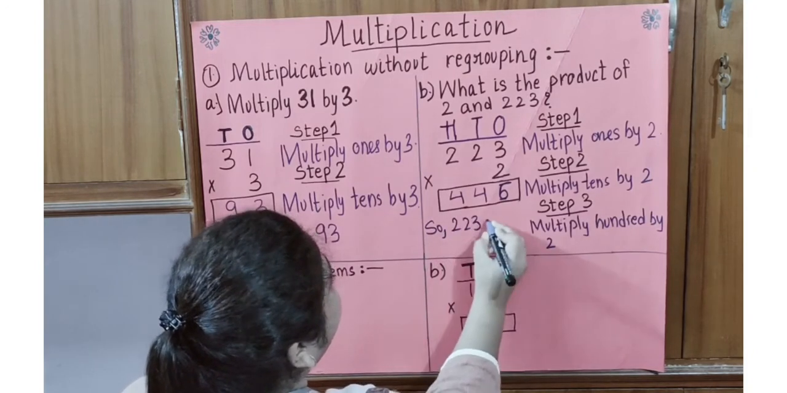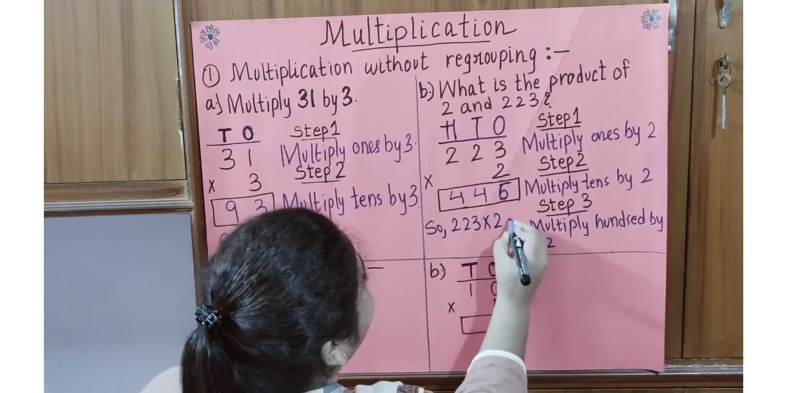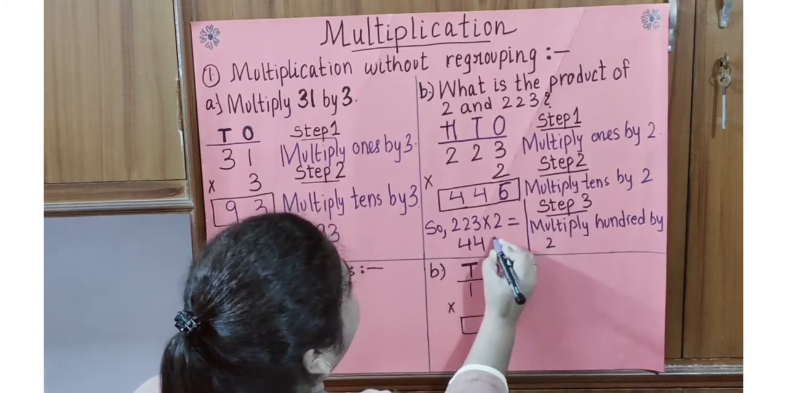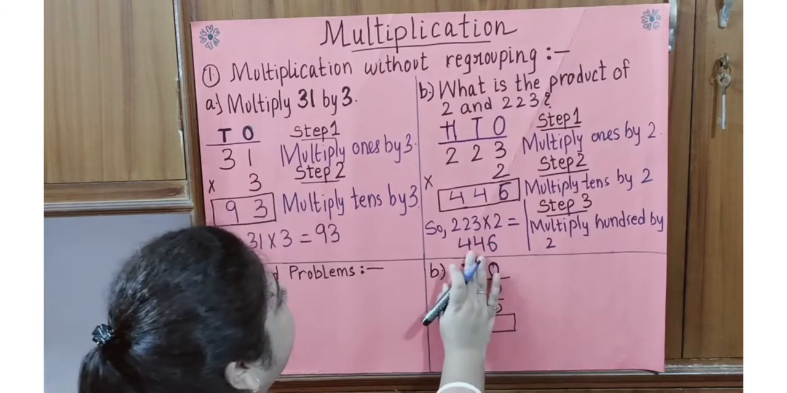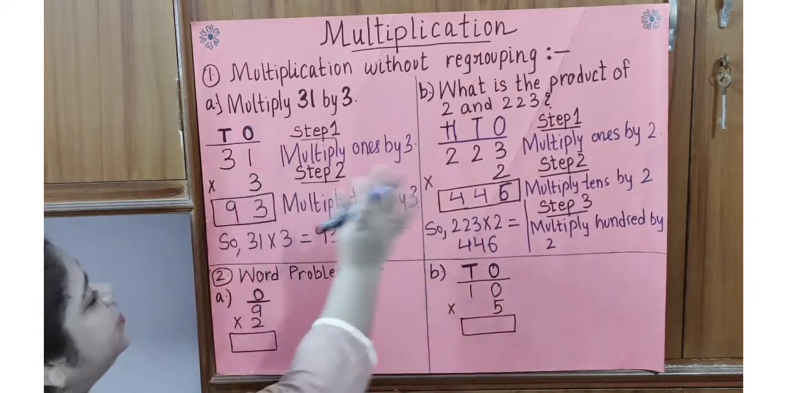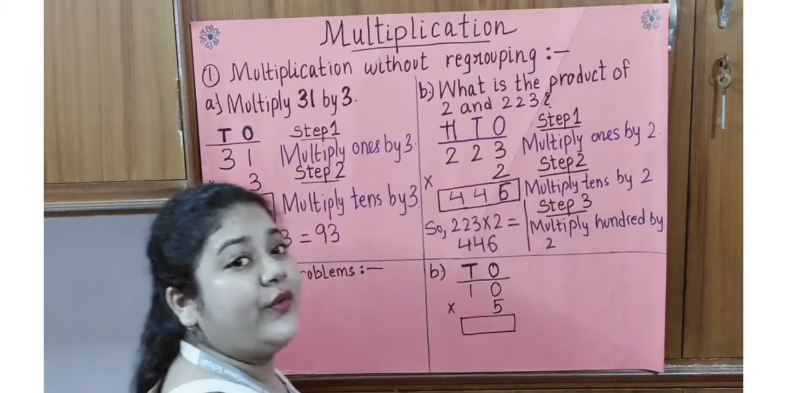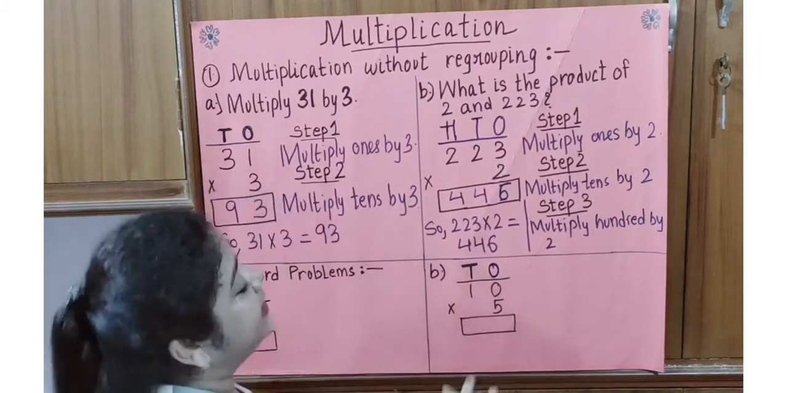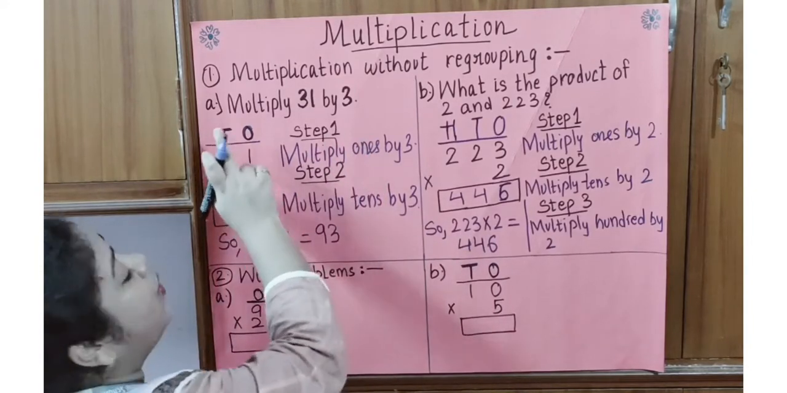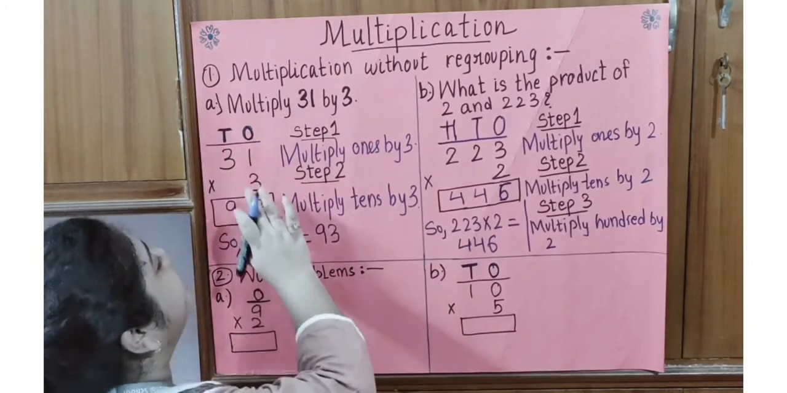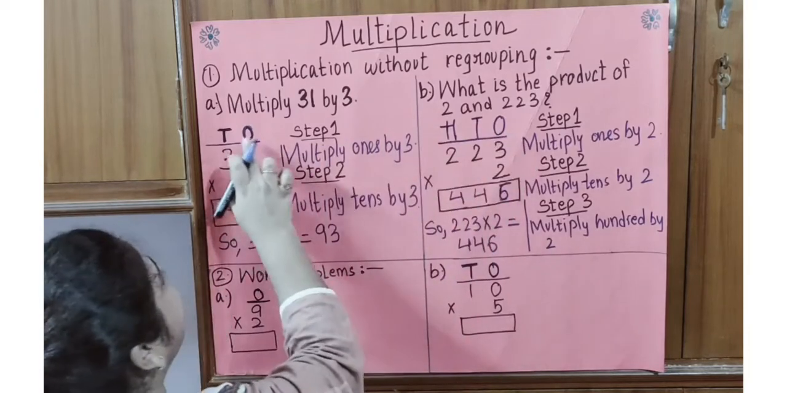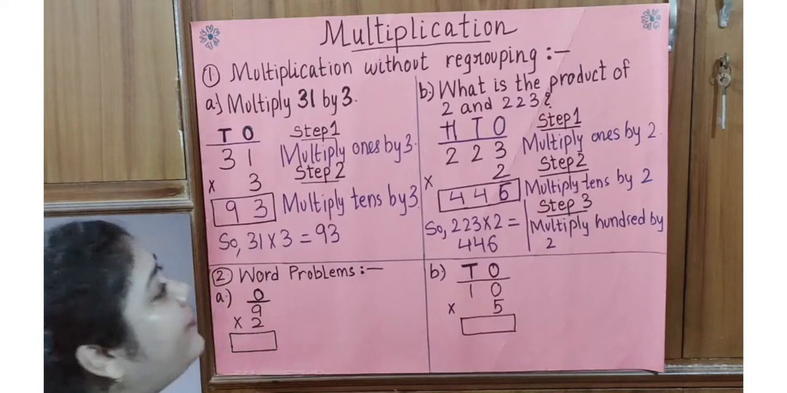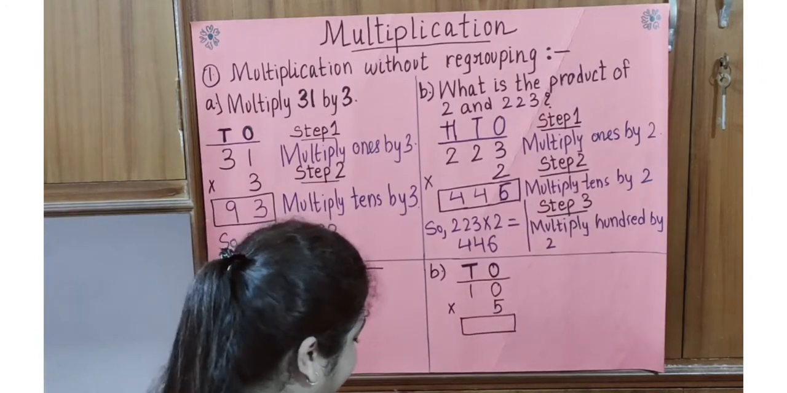2 threes into 2 gives us the number 446. So children, you learned the two different sums, how we are going to multiply without regrouping. That means there will not be any extra ones or extra tens in the sum. See, we did not get any extra tens or extra ones. Right, children? So we'll move on to the second part.